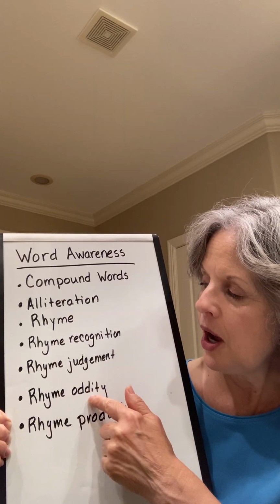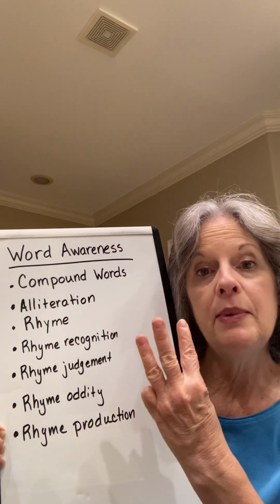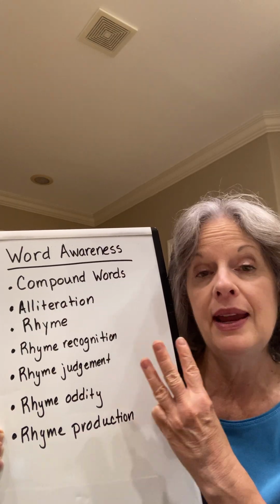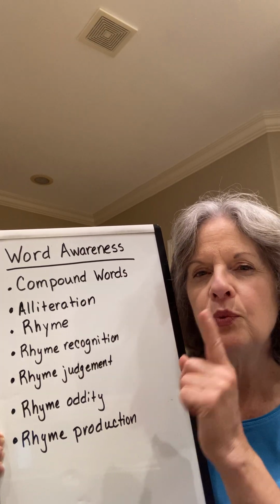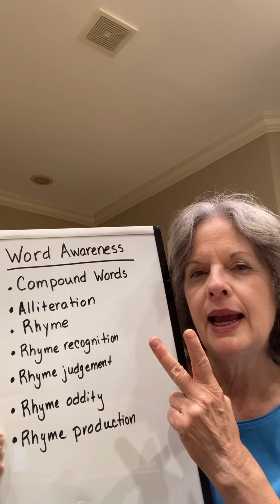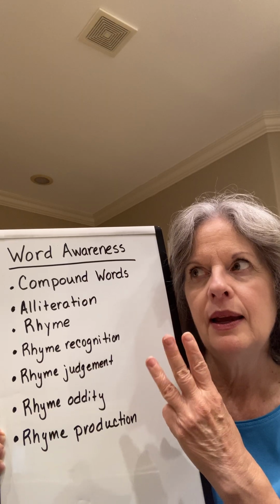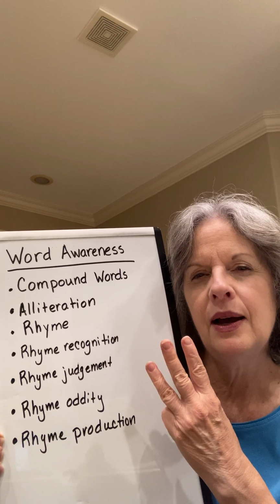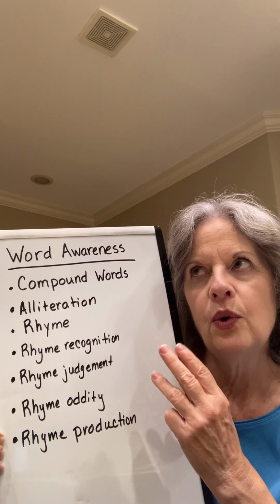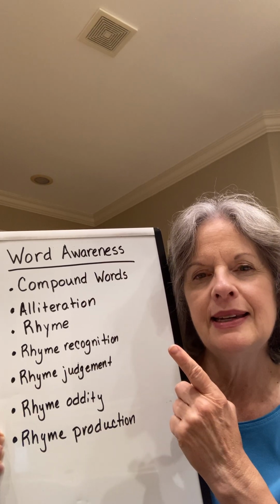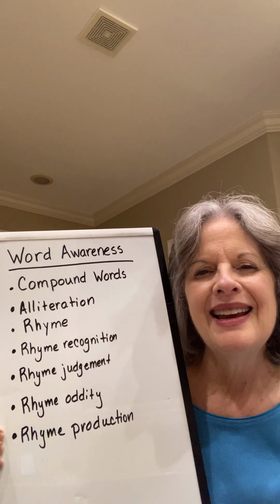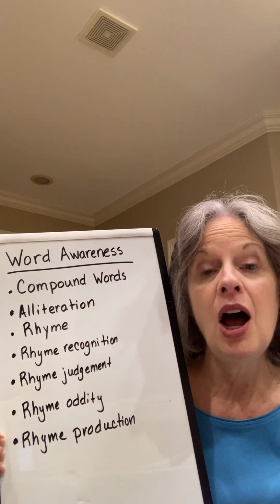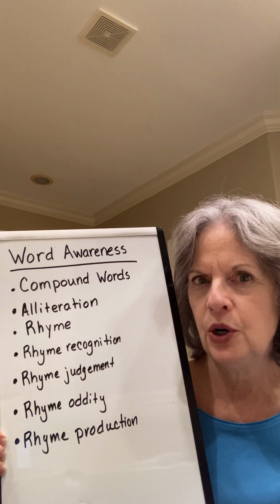And then rhyme oddity is where you maybe have three words together and they have to figure out which one does not rhyme. Like, if I say rock, sock, and bin, which one does not rhyme? Or if I say sit, cat, and bit, which one does not rhyme? And so that is rhyme oddity. Which one is the odd word?